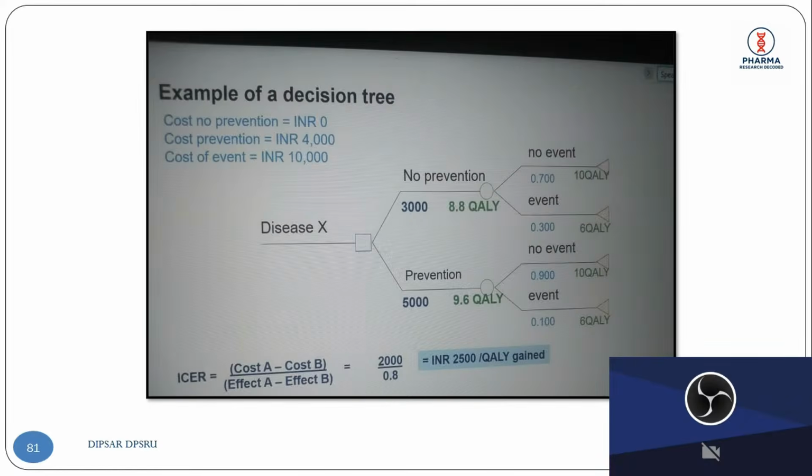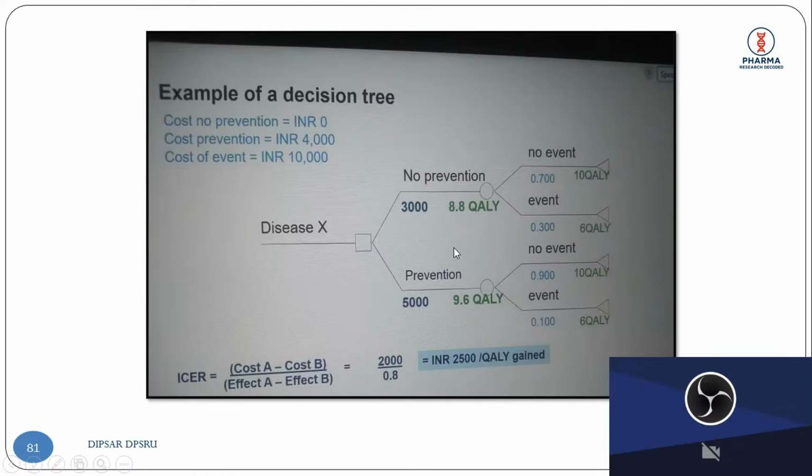So there is another model, the decision tree, right? So you can see that decision tree. This is a disease X, no preventions, right? You have given the preventions like for vaccines. So when you are not getting vaccines, there can be a no event. There can be an event as well, right? If you are taking the vaccine as well, again there are two possibilities. It can result in an event, it can result in no event, right? So you can calculate then QALY.